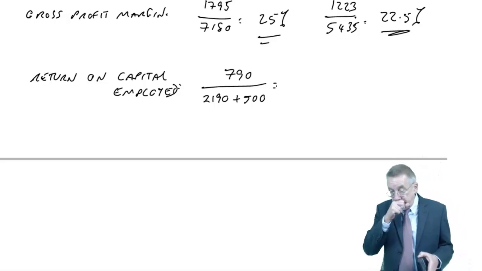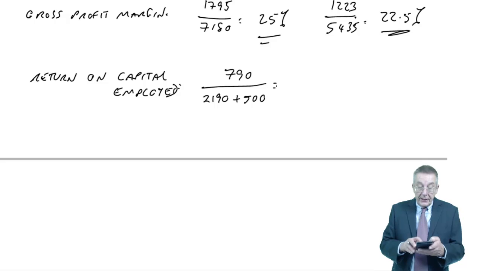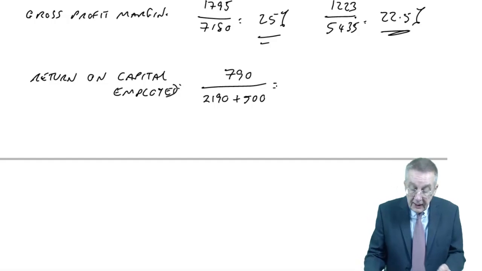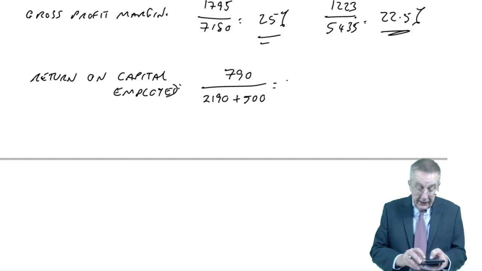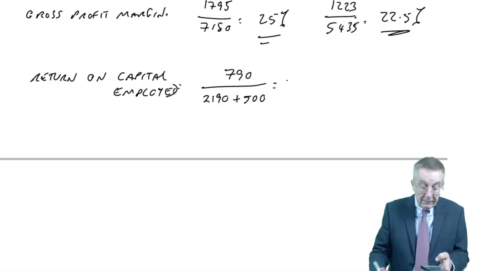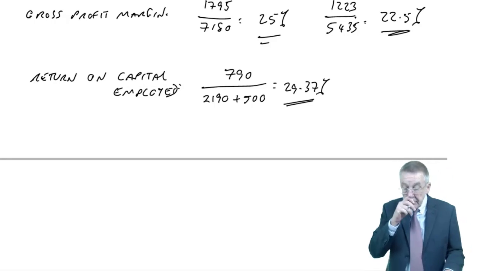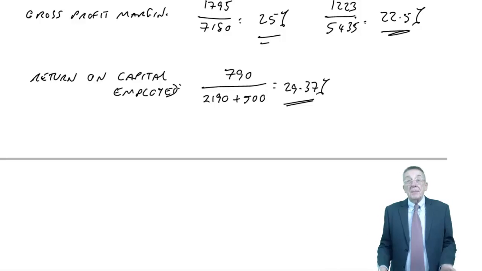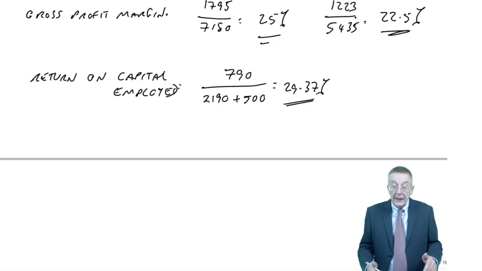And so on that amount of finance, they're earning 790. So in percentages, 790 divided by 2690. Return on capital, is that right? Seems rather right. 790 divided by 2690 is 29.37%. However, yet again, on its own, that means nothing. It's only if we're comparing with similar companies or with the previous year.